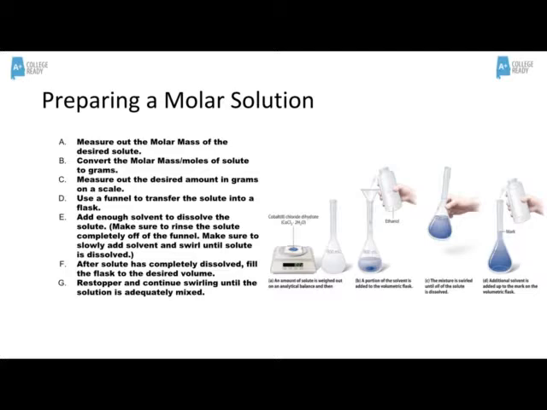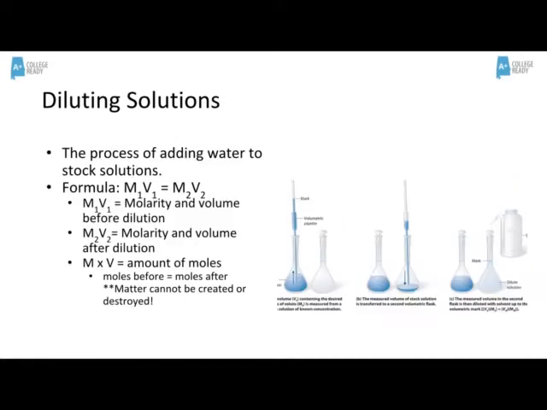Mix it around, swirl it. If it doesn't dissolve, add a little bit more, mix it around, swirl it. Do that until all of your solute has dissolved, and then you can fill up your flask to the desired volume, and you should have the correct molarity of whatever solution that you're trying to make.